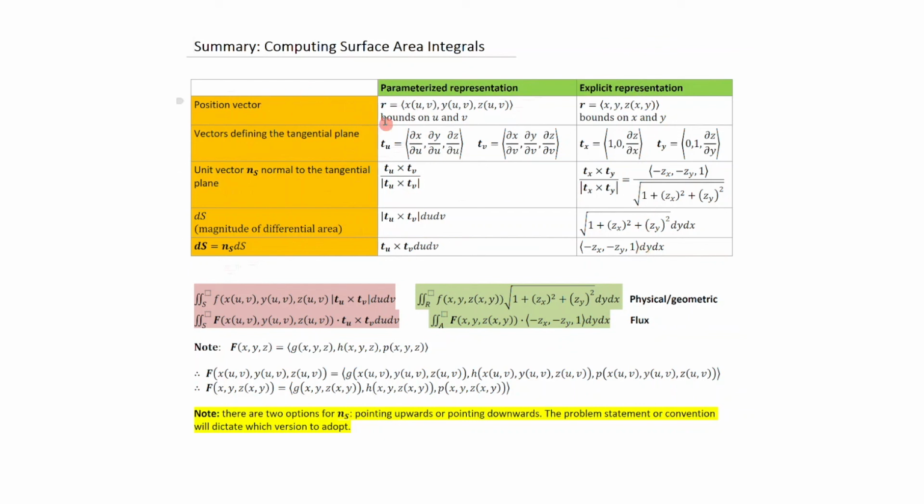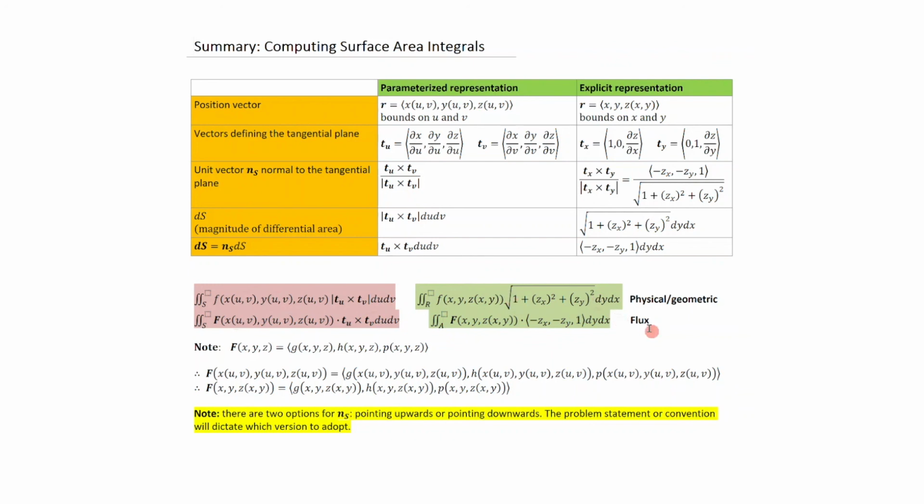What I haven't mentioned here is that not only do you need the parameterization, but you also need the bounds on u and v in this case, and the bounds on x and y in this case, because those bounds are the ones that you use for the bounds on the double integral. So here I've just looked at the case when you're dealing with integration of a scalar function over surface area. And so here it's written out in a parametric form. And here it's written out in an explicit form.